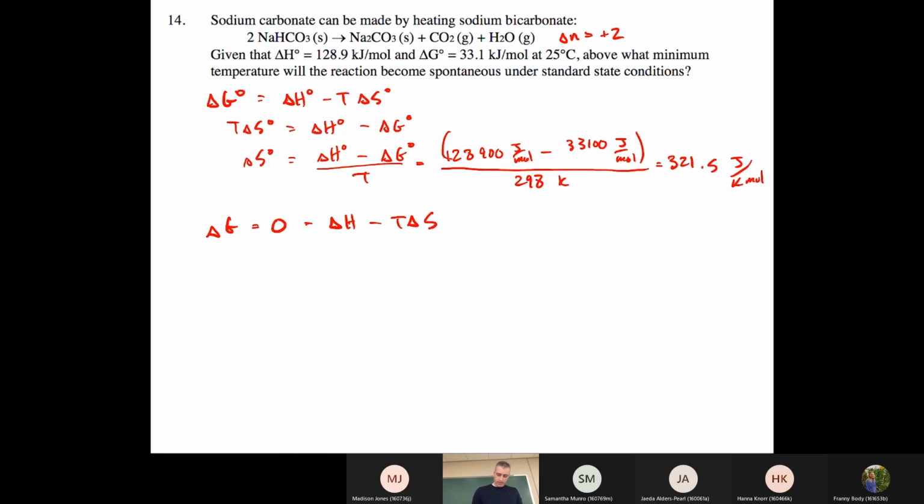So we can rearrange this and say that T is going to be equal to delta H over delta S0 that we already have, equals 128,900 joules per mole. Again, we have to make sure always that our units match up. Over 321.5 joules per K mole. And this will give us an answer of 401 Kelvin.